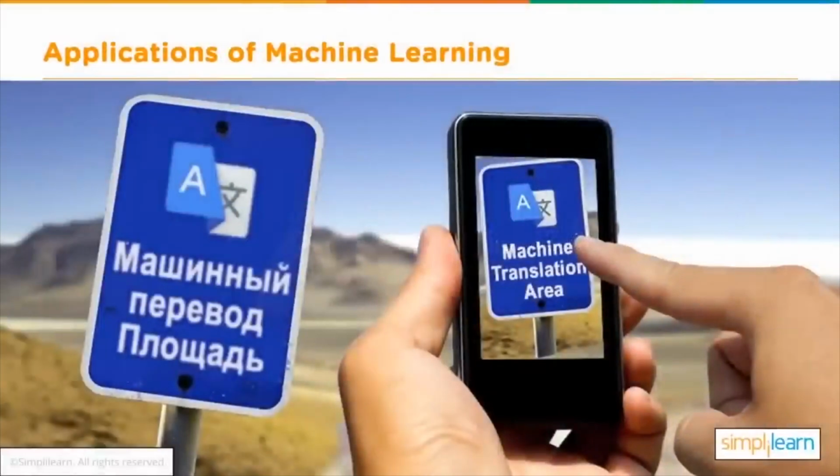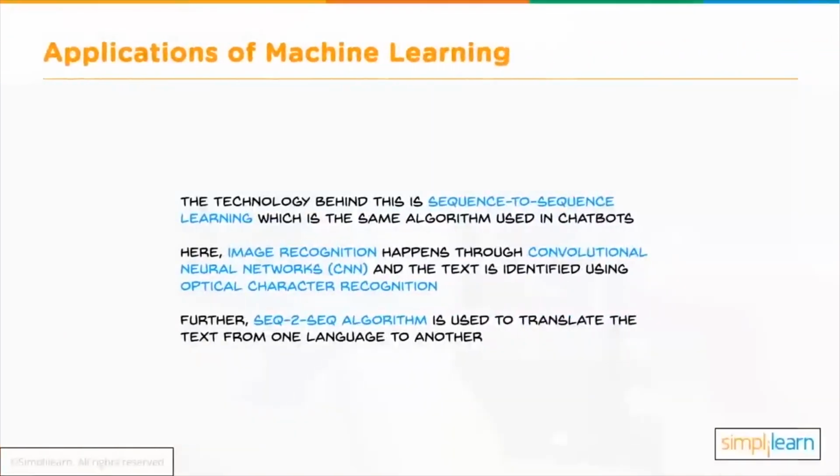Now say you're in a foreign country and you see billboards and signs that you don't understand. That's where automatic translation comes in handy. Now how does automatic translation actually work?